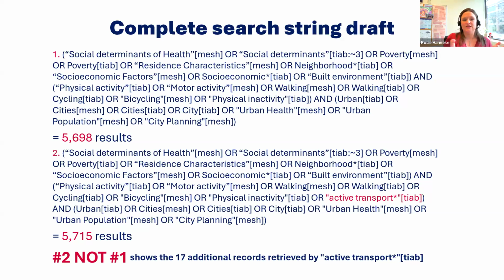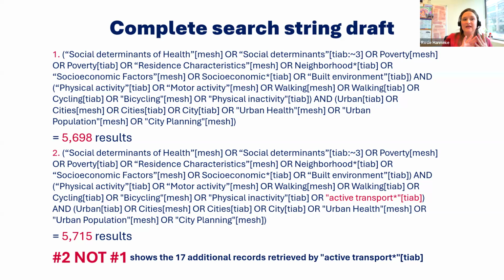It gets me 5,698 results. In search number 2, highlighted in red is that new term that I want to test. So the searches are exactly the same, except in number 2, I'm adding in OR active transport, active transportation. That gets me 5,715 results, which is 17 more.